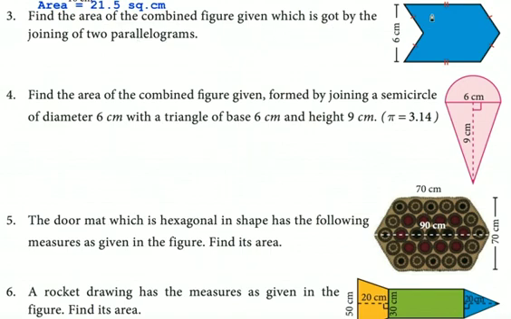Let me examine each and every figure and every problem first. Find the area of the combined figure given which is got by joining two parallelograms. Which figure is it talking about? This figure only. Okay, yeah, two parallelograms. Now I have seen, right. Find the area of the combined figure. Okay, what is the big deal in it? You know the formula for the area of the parallelogram, right?